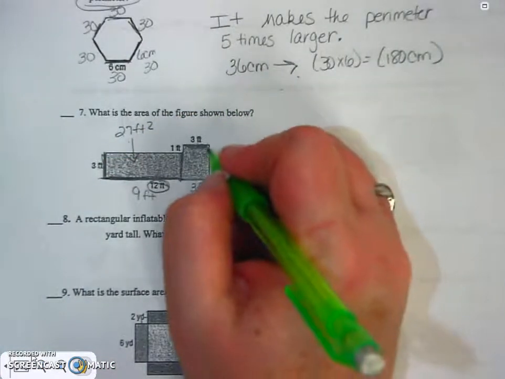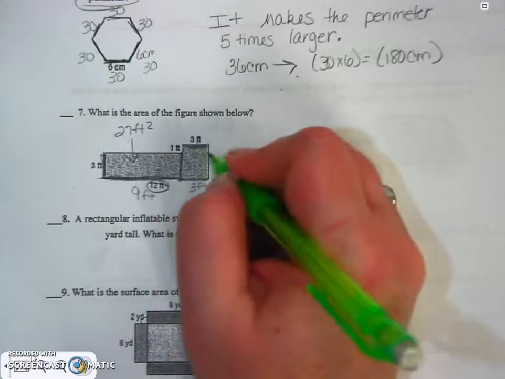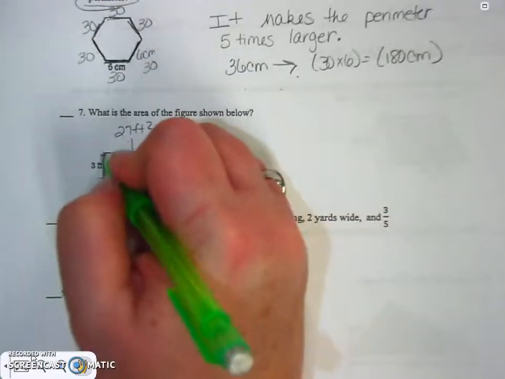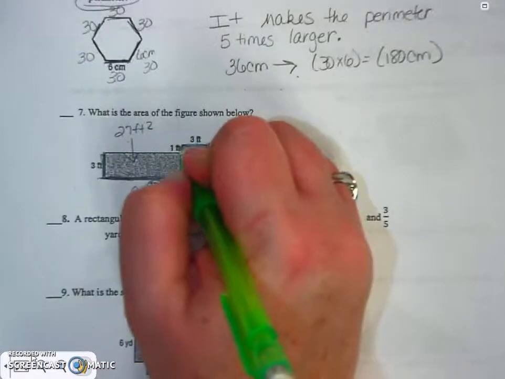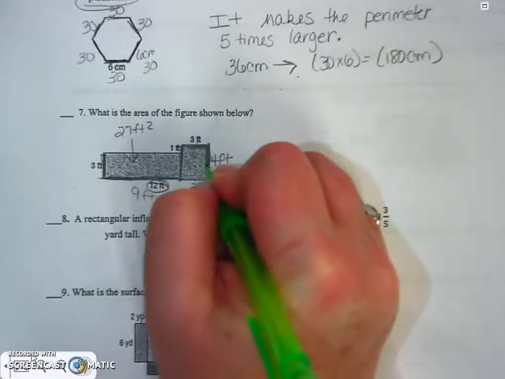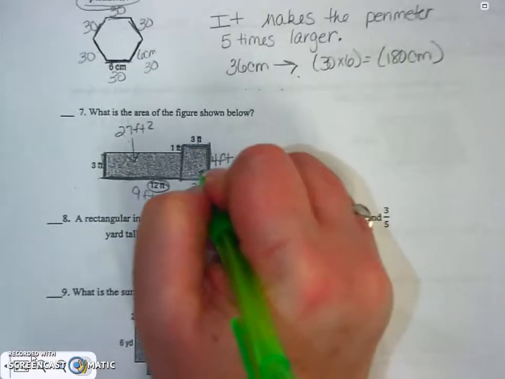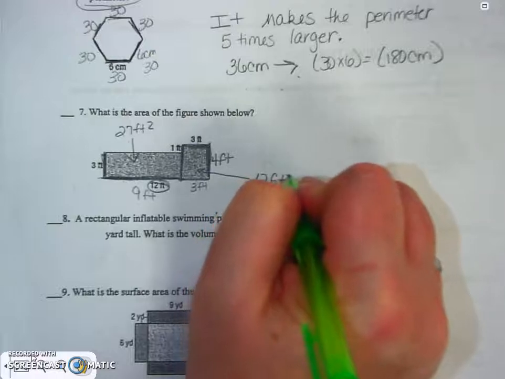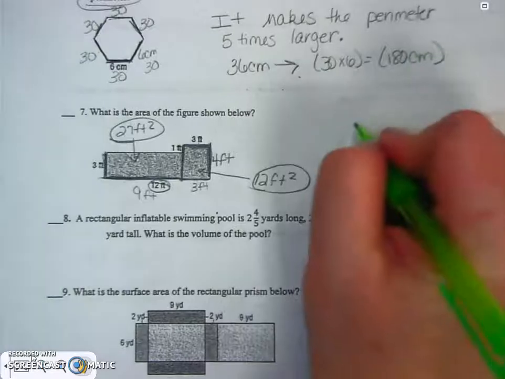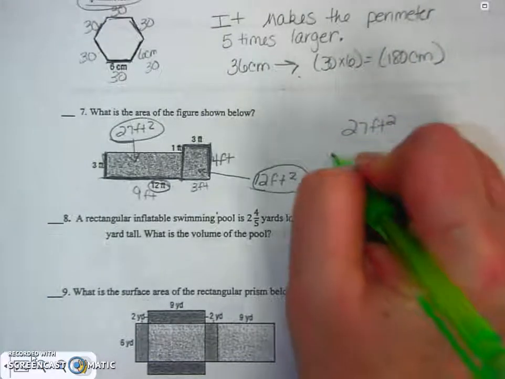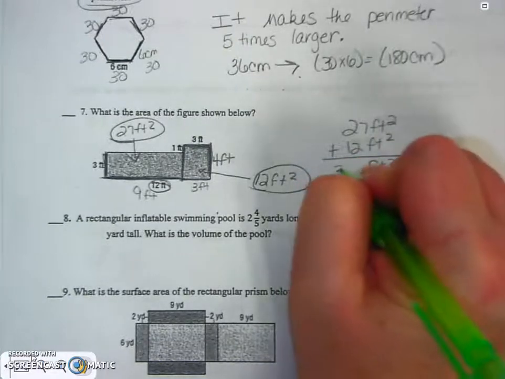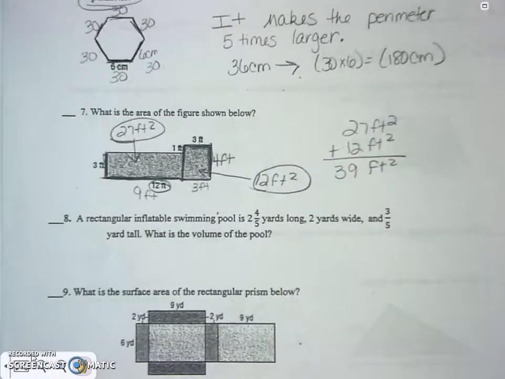Now I've got some work to do here. I know this is 3, but I need to figure out how tall this is. What's the height? So I've got 3 here, but I've got a little bit more here. So this is 4 feet. So 3 feet times 4 feet is 12 feet squared. So I take this and I add this. 27 feet squared plus 12 feet squared, 39 feet squared. Any questions?